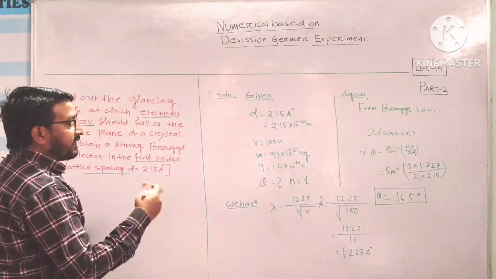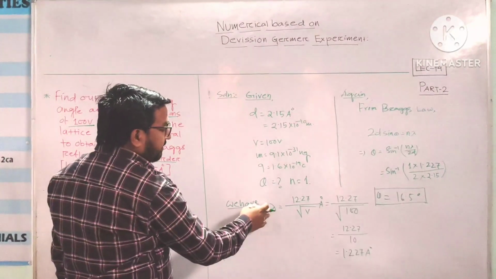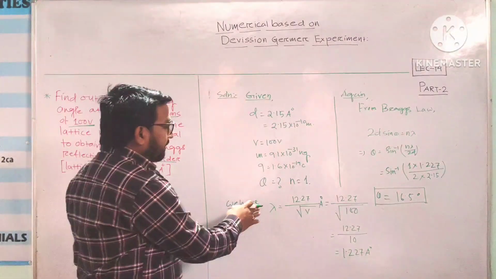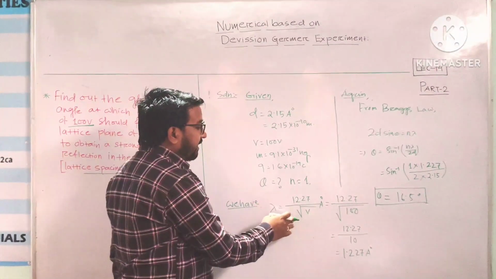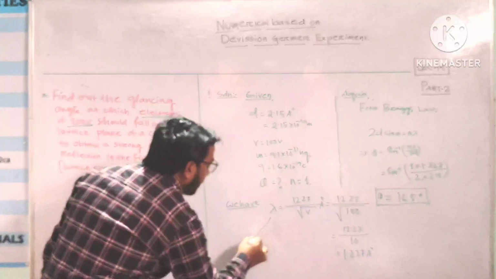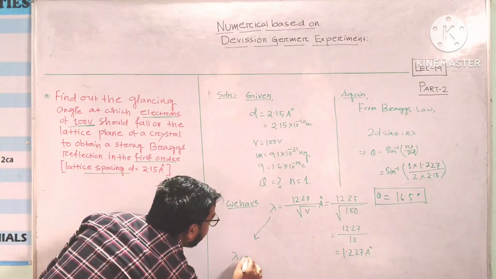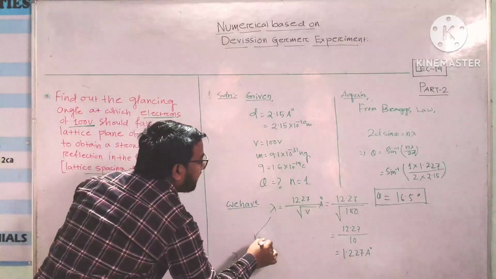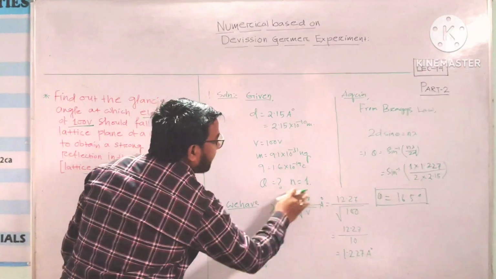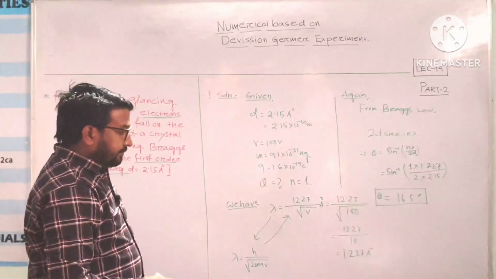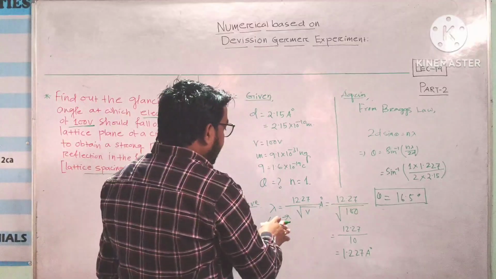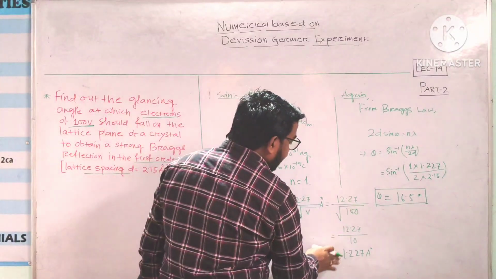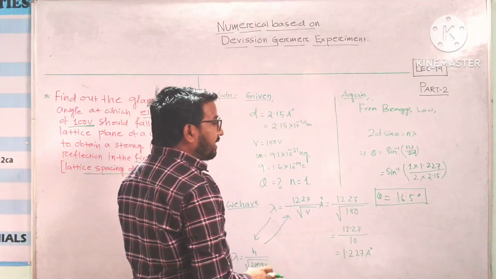First of all, we are going to find out lambda. This is the de Broglie wavelength in terms of potential difference. So we can write lambda equal 12.27 over the square root of V. We can also solve this problem with another formula, lambda equal h over the square root of 2mqV, but in short, we can solve this problem with the help of this formula. When the value of V equal 100 volt, after solving this part, we get 1.227 angstrom.